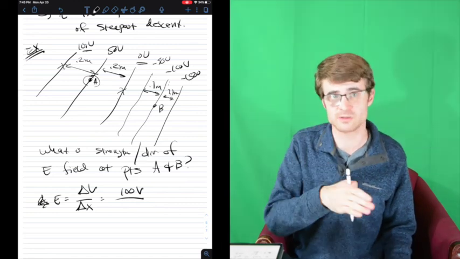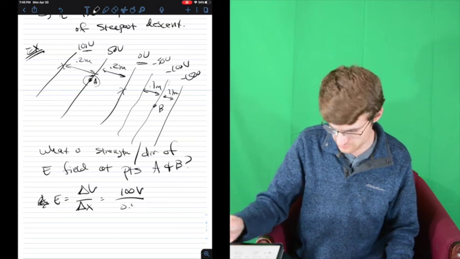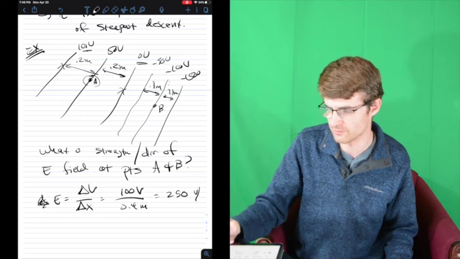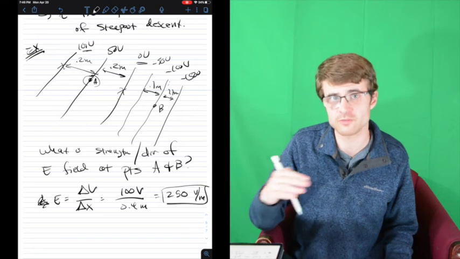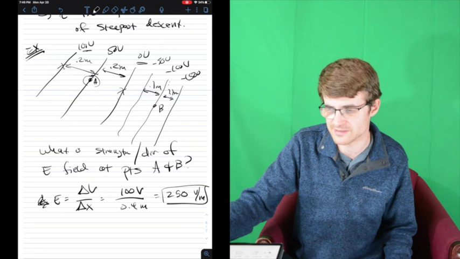Now we want to know the distance between the contour lines that we've selected, and that looks like it's a total of 0.4 meters. And so if I throw that into my calculator, I get 250 volts per meter, and I have the strength at point A. What's the direction of the field? Well, it's perpendicular to these contour lines, and it's pointed in the direction of steepest descent.